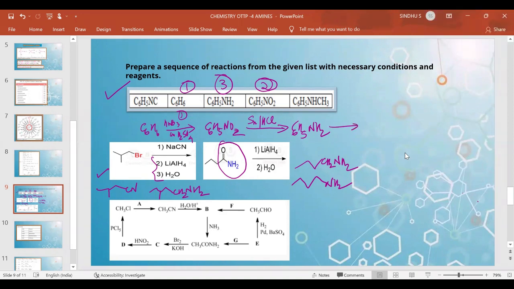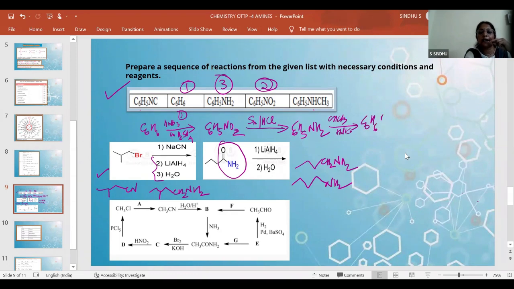Diazotization? No, here we don't need diazotization. Alkylation? Now we have only these two left, isocyanide and secondary amine. Ammonolysis? Necessary, sir? No, carbylamine reaction, madam. Yes, here we go for carbylamine: CHCl3 and alcoholic KOH, so we are converting it to isocyanide. So this will be our fourth one.